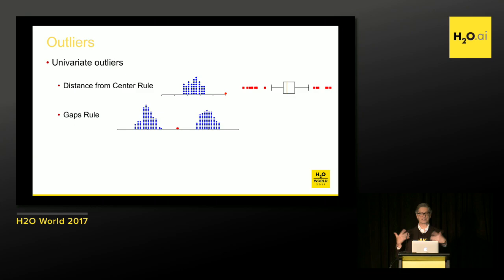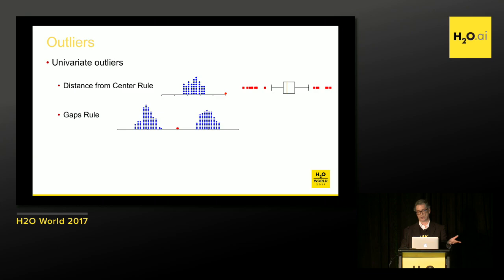Now, the second one that's more recent is the gaps rule, and actually we owe a lot of this to Tukey as well. In this case, an outlier can be an inlier. You notice that red point is far away from both sets of data. So you look for the nearest neighbor of a point, and if that is quite far away, and we'll give it a more formal definition later, far away from all the other points, it's an outlier or an inlier.